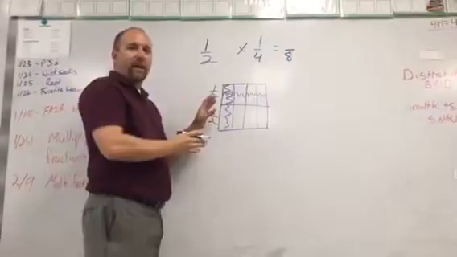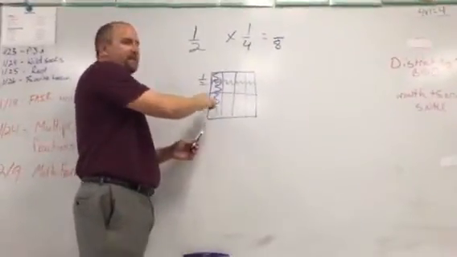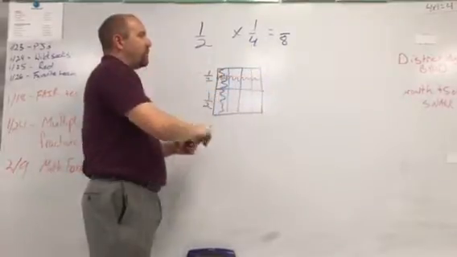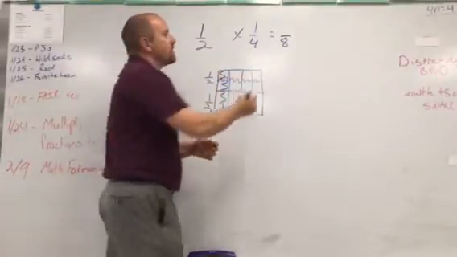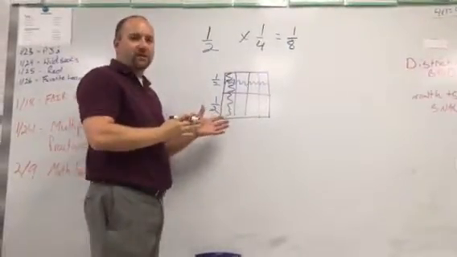And then I want to take a look at how many pieces have both colors in it. In this case, a horizontal squiggly line and vertical. And that's only 1 piece. So that becomes my numerator. And this is how we model multiplication of fractions.